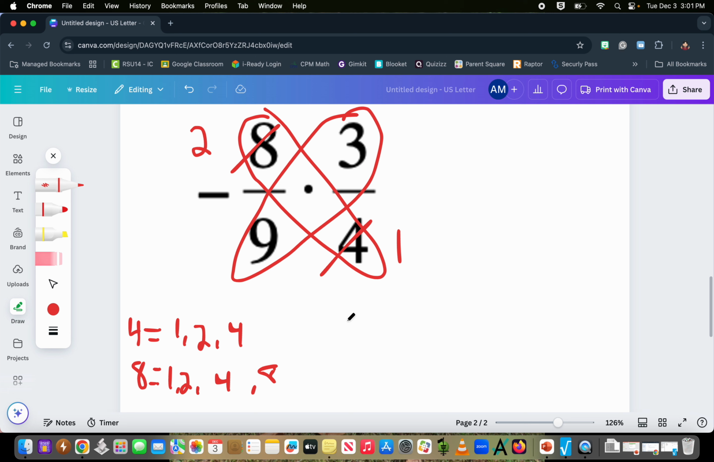Now looking at our other diagonal, we've got 3 and 9. Well, for 3, we just have 1 times 3.